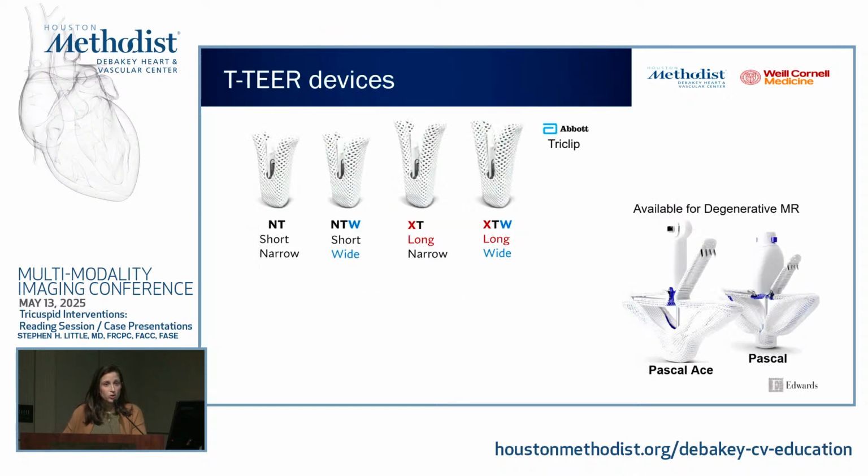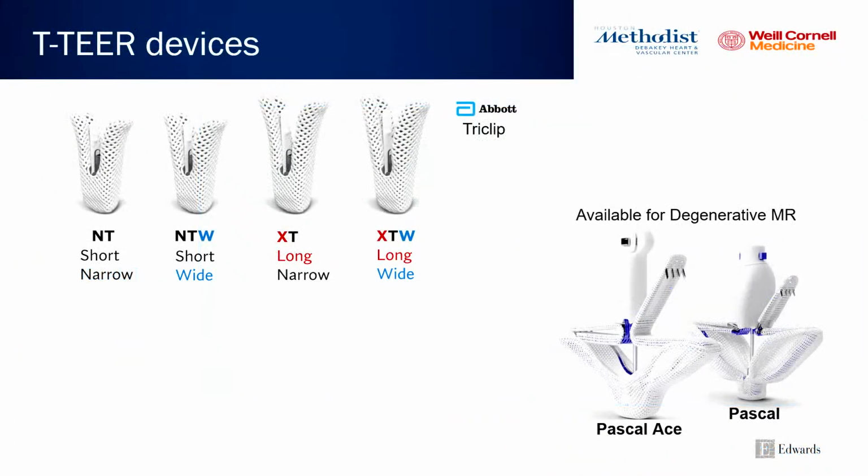Here are the current commercially available devices that we have. For the tricuspid TriClip, we have all this alphabet soup that pretty much defines if the clip is long or wide. W stands for wide and X stands for long. And here are the devices that we have available. XTW is the long and wide device, and it's the one that we always try to use first because it will usually reduce the number of clips that you need to place. For degenerative MR, we have approved the Pascal and the Pascal Ace from Edwards.